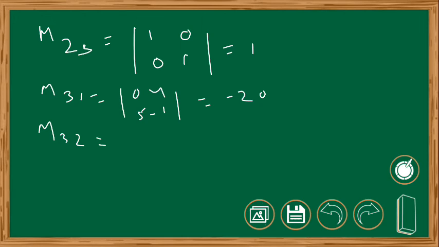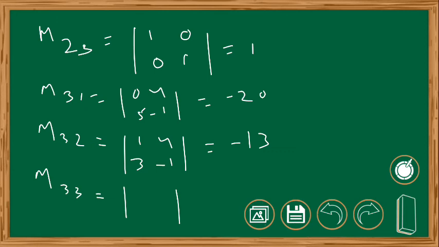M32 is found by removing the row and column containing 1. If I remove this one, what will be left? This is 1 4 and 3 minus 1. So it is minus 1 minus 12, which is equal to minus 13. Then M33: you remove this row and column, leaving 1 0 and 3 and 5. So it will be 5 only.